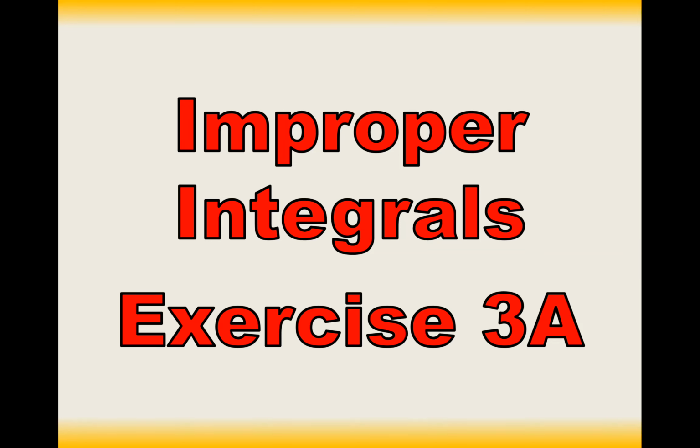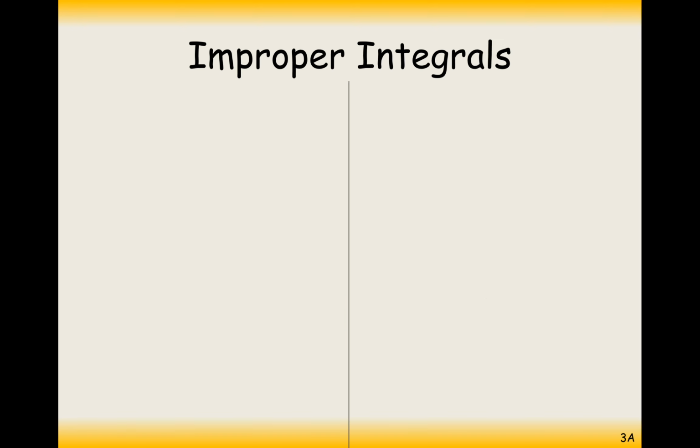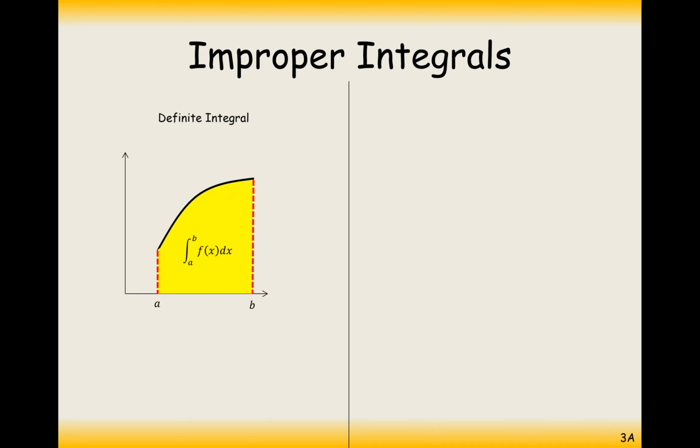Here we're looking at Chapter 3, Improper Integrals, so we can answer questions from exercise 3a. So what is an improper integral first? Well, let's define what a definite integral is, a proper kind of integral that we've definitely seen before. It's where we have a curve and we want to find the area under the curve between two boundaries. We'll call them a and b. And we'd look to find this area by integrating the function of the curve between a and b.